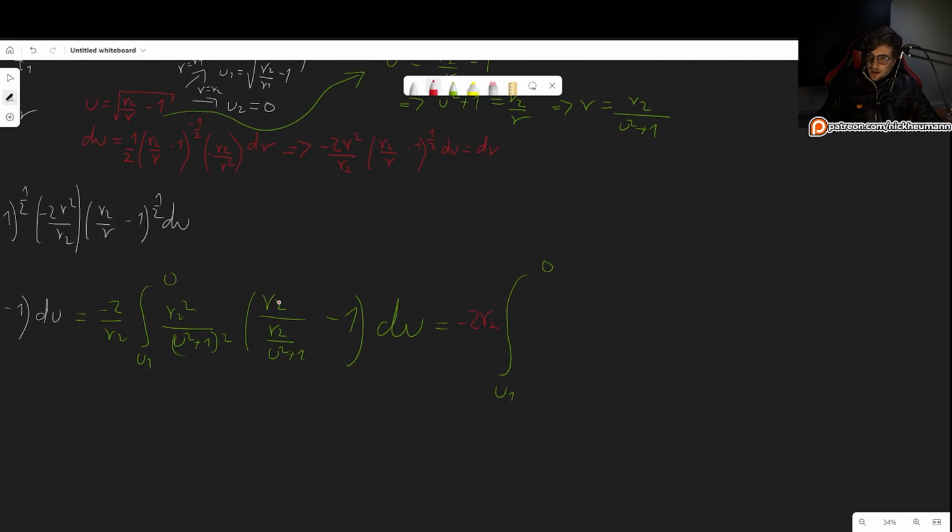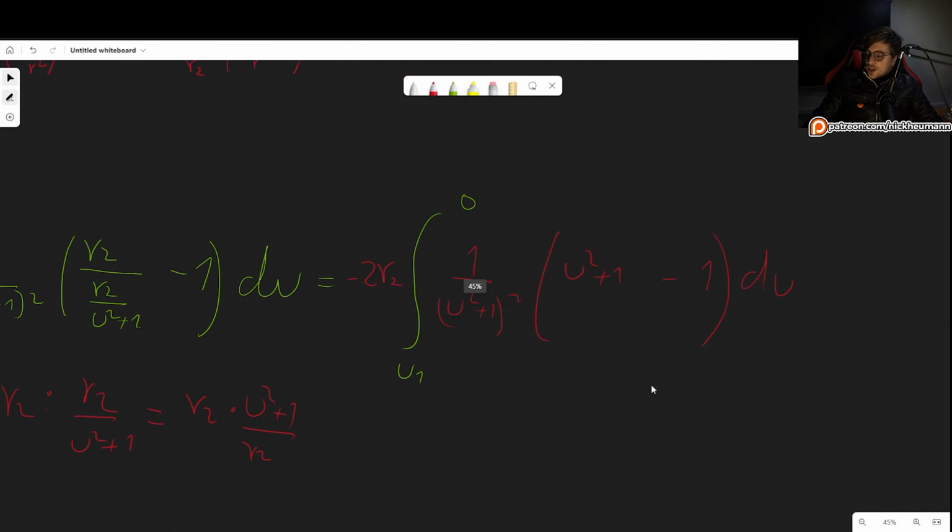Then we have in here r2. So we have r2 divided by r2 divided by u squared plus 1, which is the same as r2 times u squared plus 1 divided by r2. So this thing right there is simply, let me write this thing down first, u squared plus 1. And then we have u squared plus 1, minus 1 du.